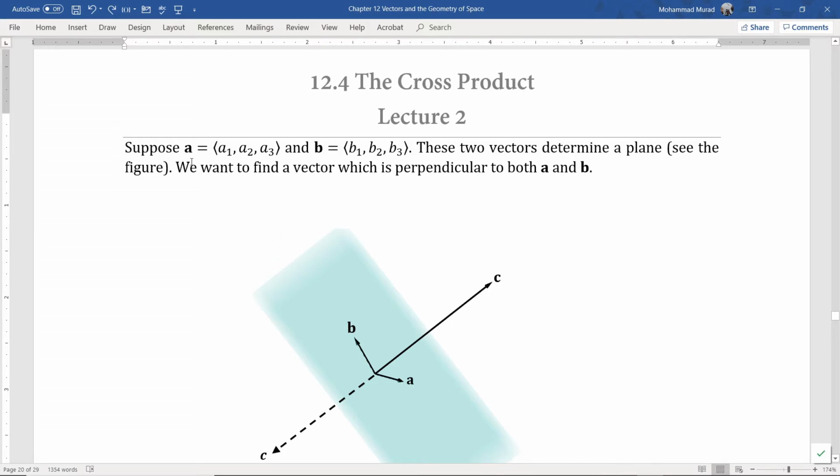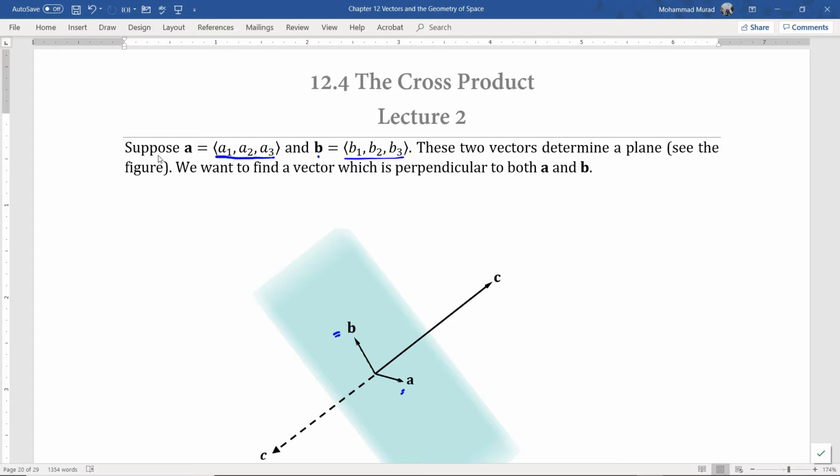Let's suppose we have two vectors, A with components A1, A2, A3. We have another vector B with components B1, B2, B3. These two vectors determine a plane. For example, we have a vector A, we have a vector B, and these two vectors determine a plane as shown in this figure.